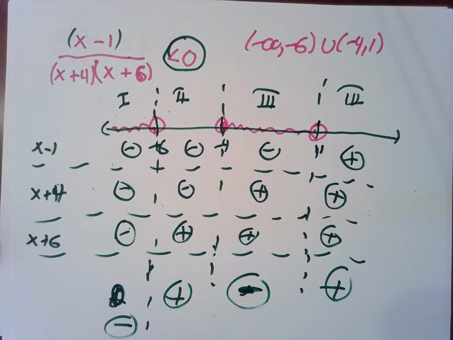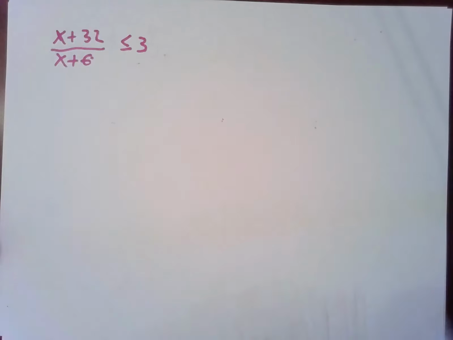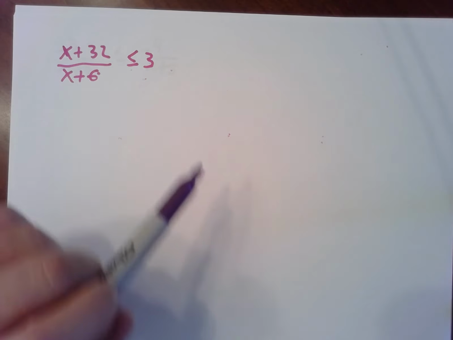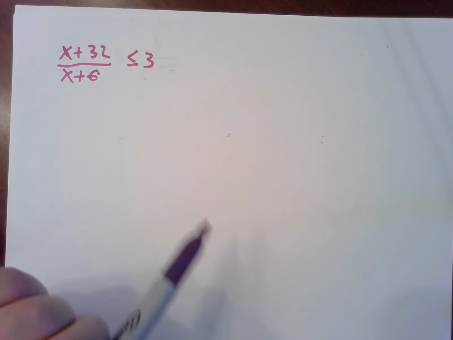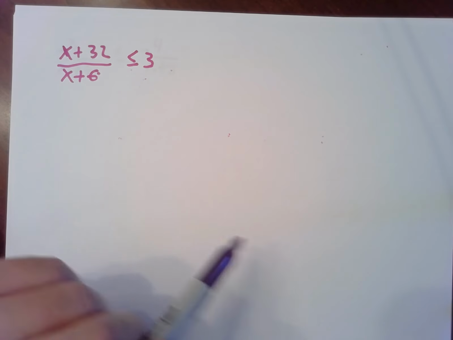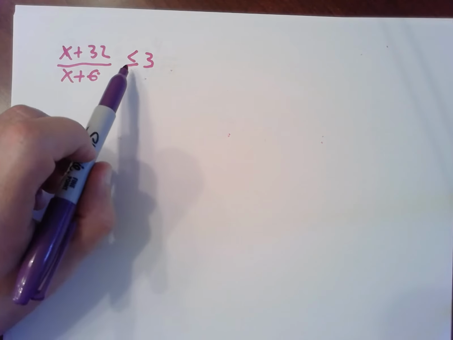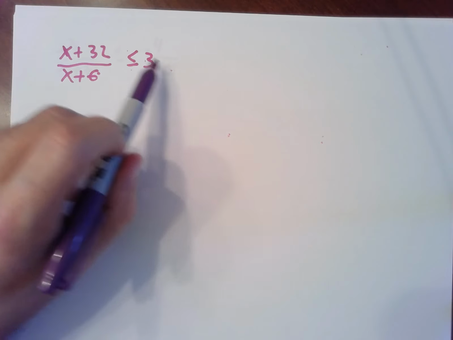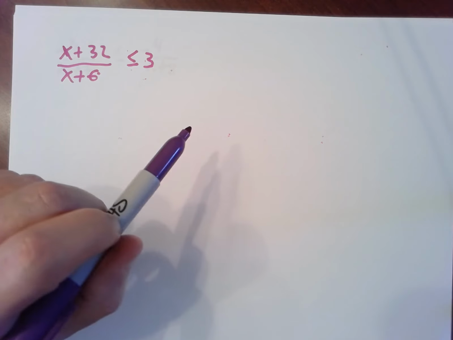Okay, now it's going to get a little more complicated. Okay, let's say we wanted to solve this. I know what your first thought is. Your first thought is, let's cross multiply. You can't do that. You cannot cross multiply. I promise you, you are going to get the wrong answer if you cross multiply. Guaranteed. Because remember, whenever you multiply an inequality by a negative, you're supposed to switch the signs.